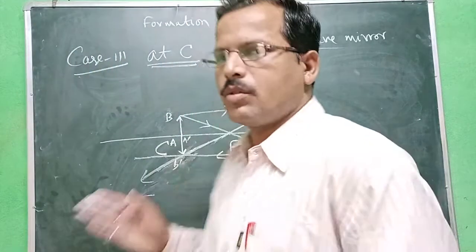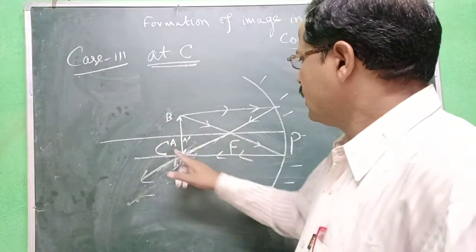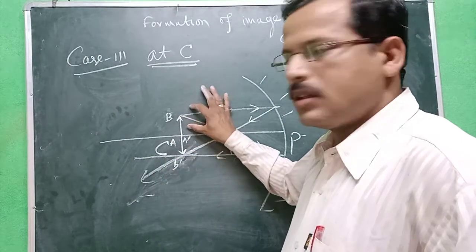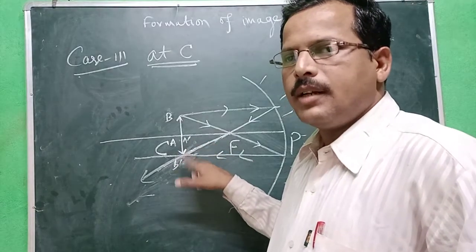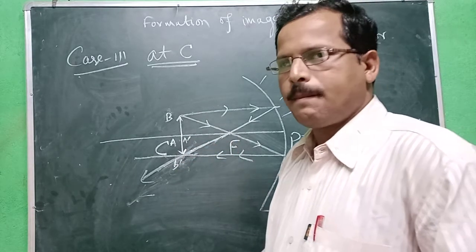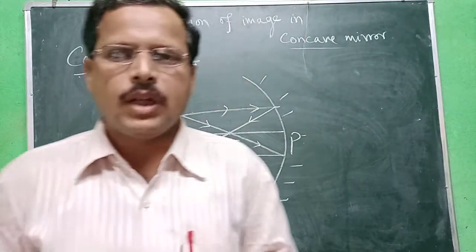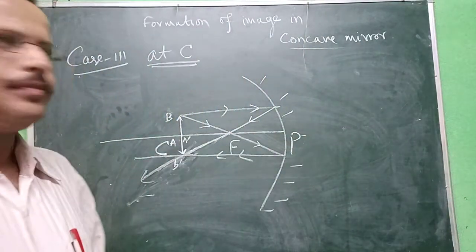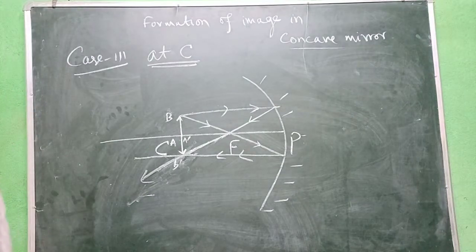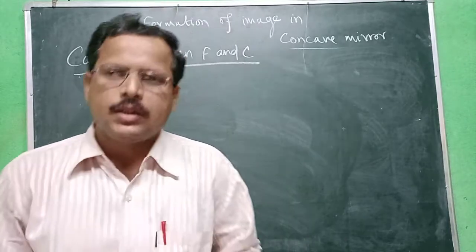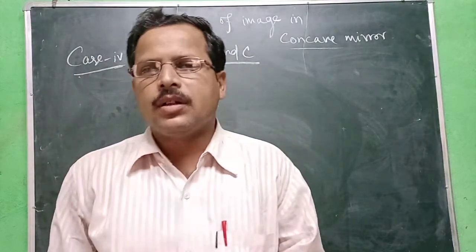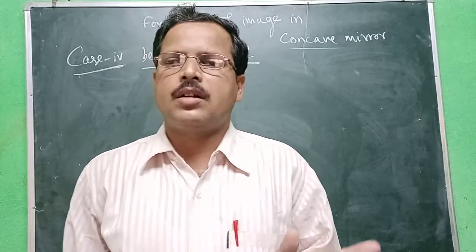Okay. This is the image. Look. The image is AB here, and A prime, B prime is the real and inverted image. Okay. Now we go to the next point. Now the object is placed between the principal focus and center of curvature.